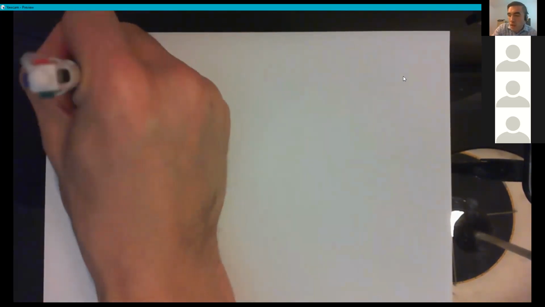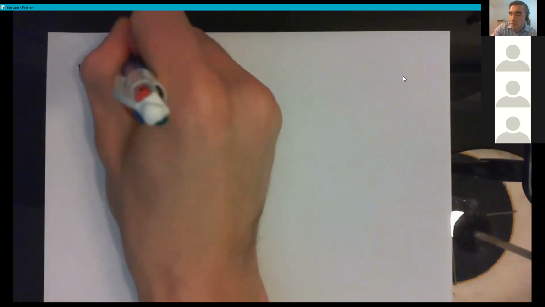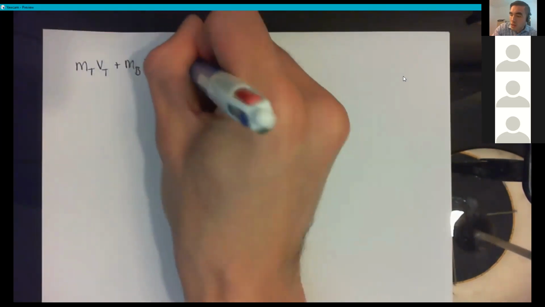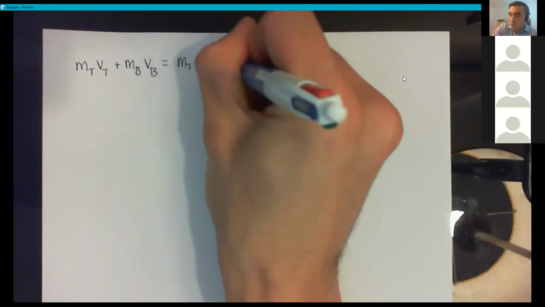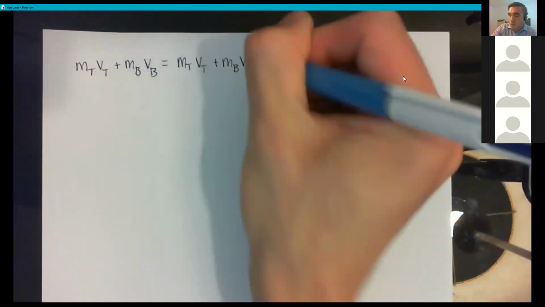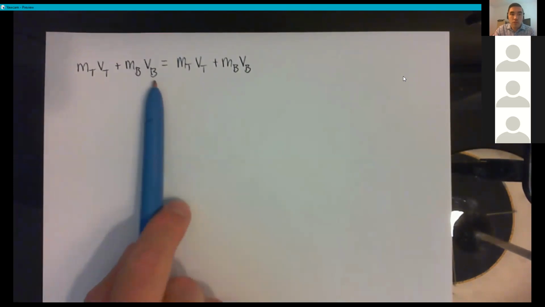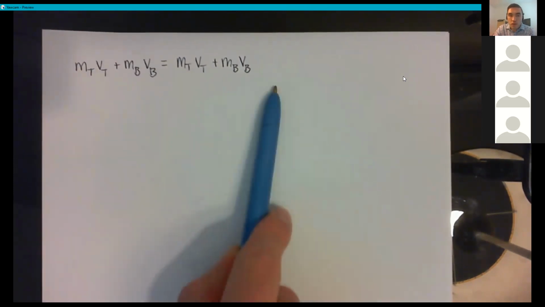So this is to say that mass of the tennis ball, velocity of the tennis ball, plus mass of the basketball, velocity of the basketball, is going to be equal to mass of the tennis ball, velocity of the tennis ball, plus mass of the basketball, velocity of the basketball, final. And this is not talking about the basketball colliding with the ground. This is talking about the tennis ball and the basketball colliding with each other. So these left-hand entries, those are going to be our initial values. The right-hand entries are going to be our final values.